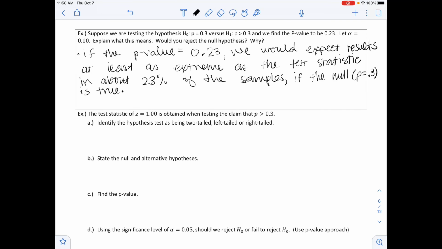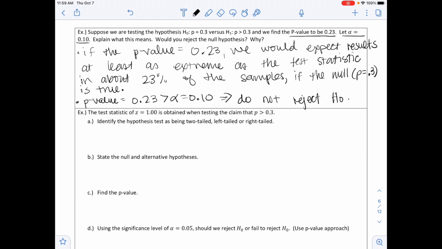And so it says, would you reject the null hypothesis and why? So in order to determine this, we have to compare our p-value, which is 0.23, to our significance level, or alpha, which is 0.10. So since our p-value is equal to 0.23, this is going to be greater than our alpha, which is 0.10, which again, both of these were given to us. Our p-value is 0.23 and alpha is 0.10. So since our p-value is greater than alpha, this means that we do not reject H naught. Another way to say this would be fail to reject H naught.